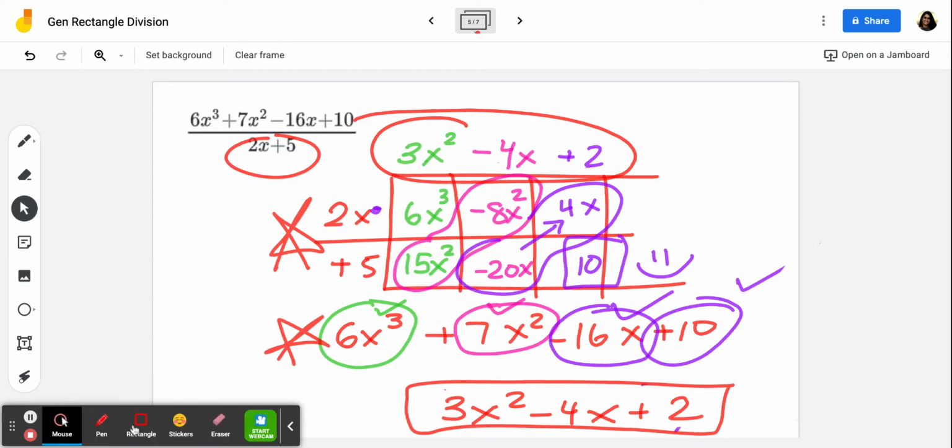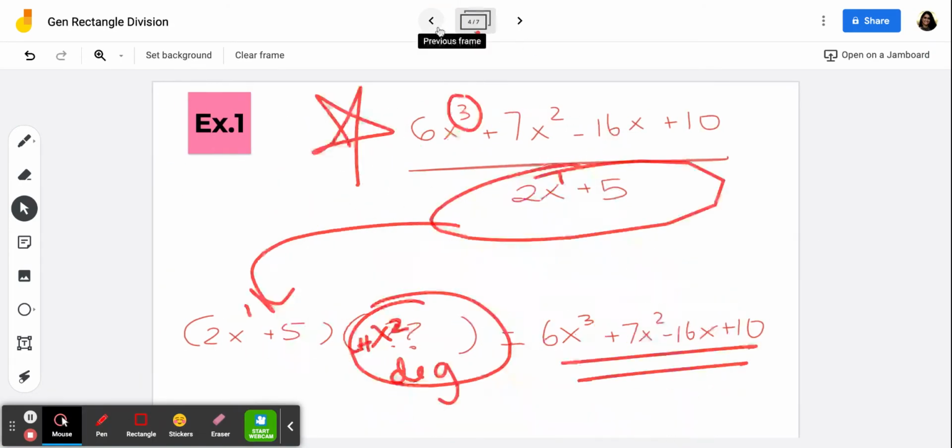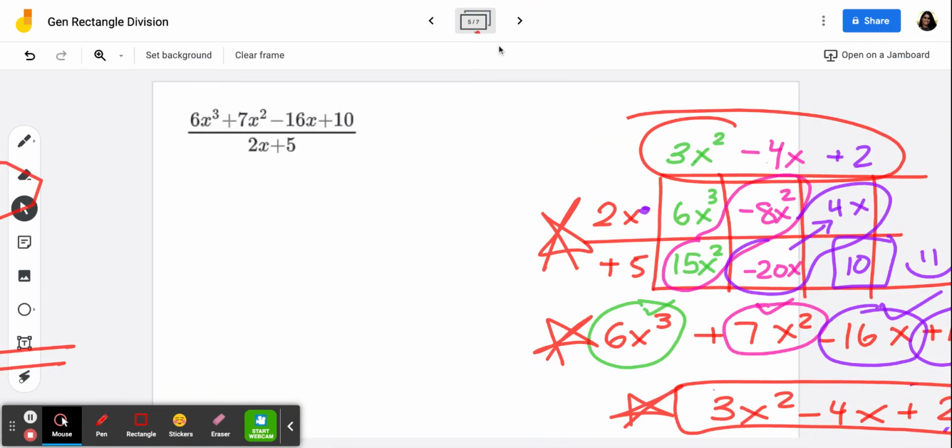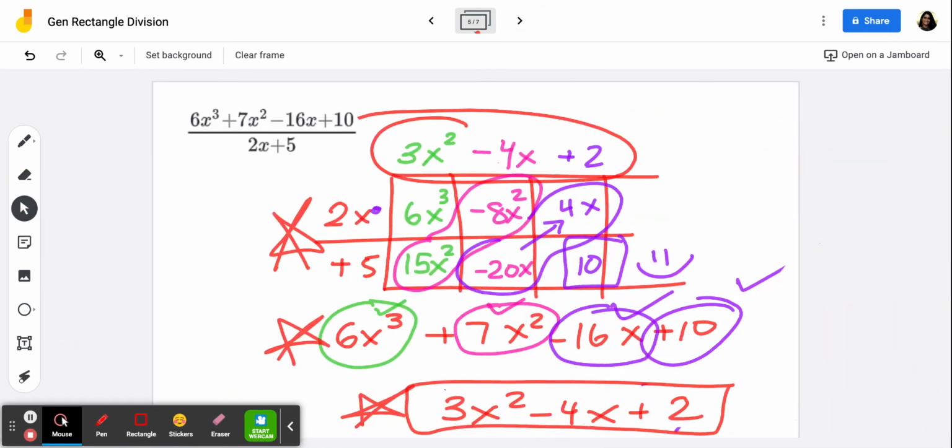What was the question? The question was, what is 6x cubed plus 7x squared minus 16x plus 10 divided by 2x plus 5? And that red box is my answer. So going back to what we talked about on the previous screen, 2x plus 5 times what made this? The answer we just got. Did we get a quadratic like we were expecting? Yes.